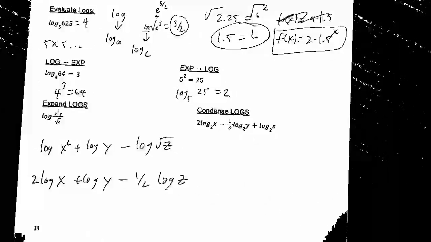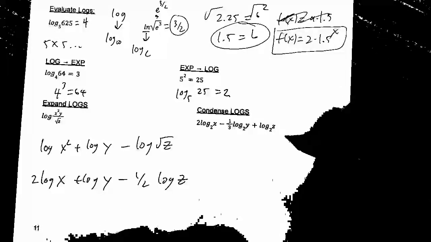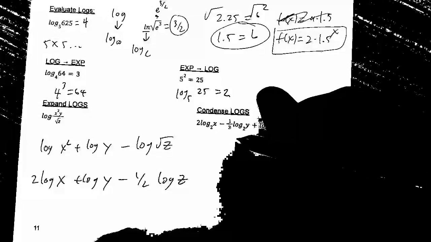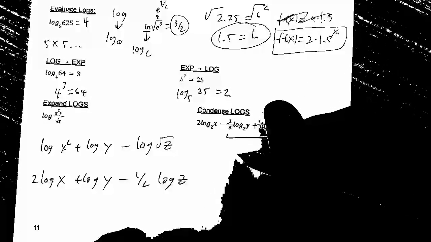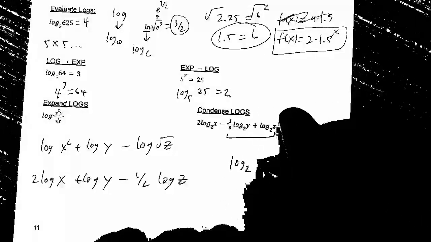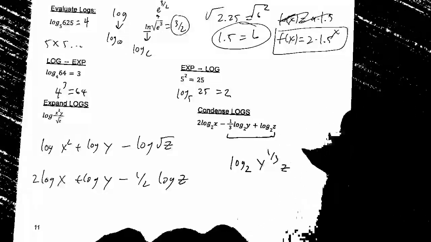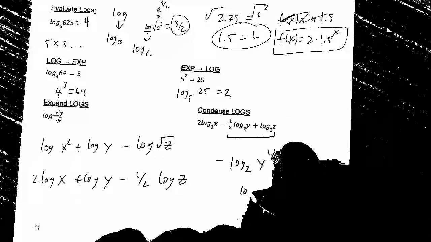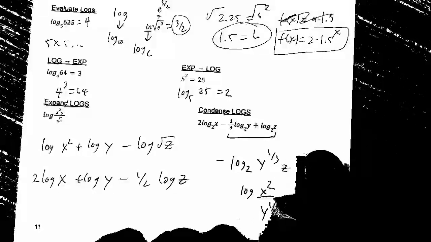Okay? To condense logs, it's the same, but just in reverse. So let's add these together. This is going to be log base 2 of y to the 1/3 z, right? You follow that? And then we're going to subtract this, so we're going to have log of x squared over y to the 1/3 z.